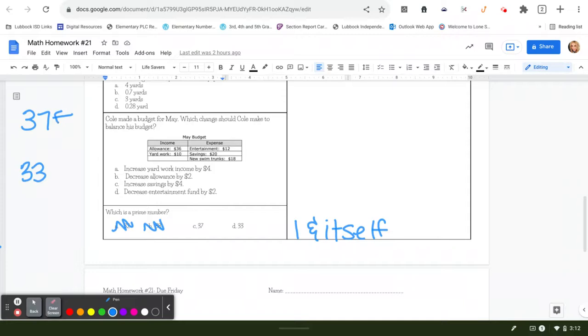Can I think of any factors for 37 besides 1 and 37? I don't know, and that's kind of a hard number, but look at 33. We have 1 times 33. We also have 3 times 11. That makes 33 composite right away. So even if I can think of nothing else, 37 has to be my answer.